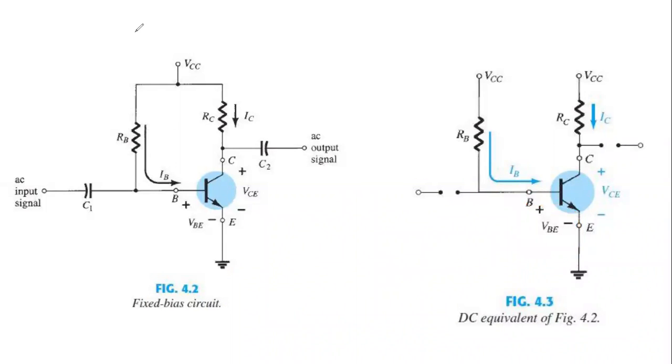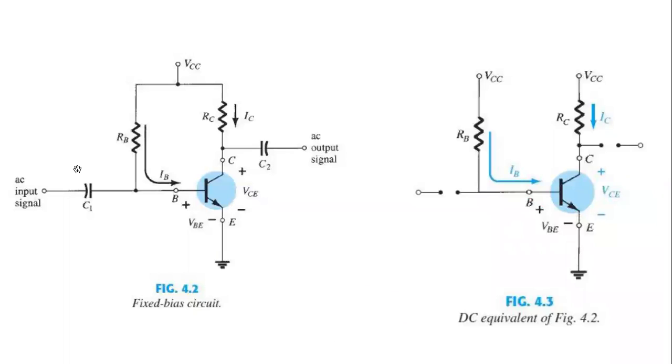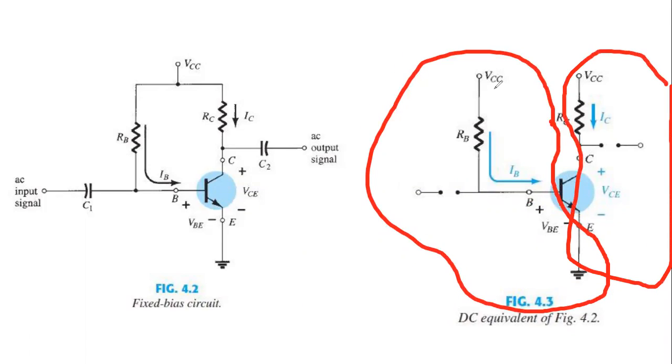Let me go to the previous slide. First of all, we calculate the input side. This is the input side, the base and emitter, and we will calculate the output side separately. Both these things are separate.